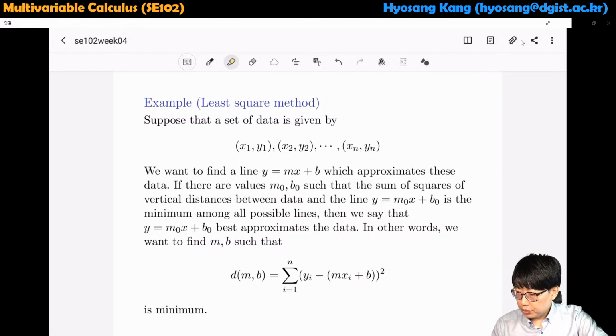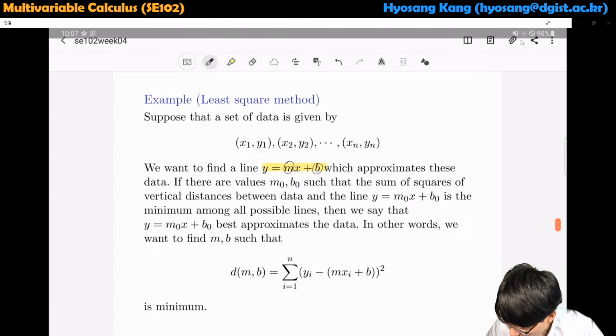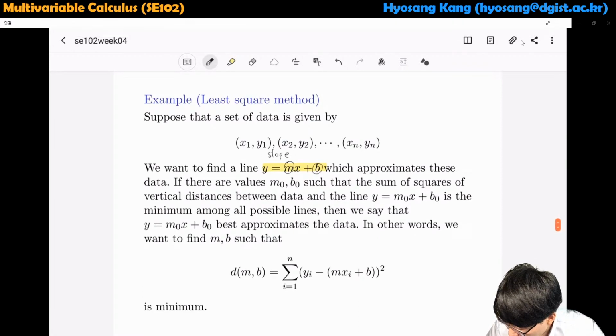So how do we choose such a line? In order to find the line, we need to find the y-intercept and the slope, right? So basically we want the equation of a line, and we need to determine m and b. Here m is the slope and b is the y-intercept.